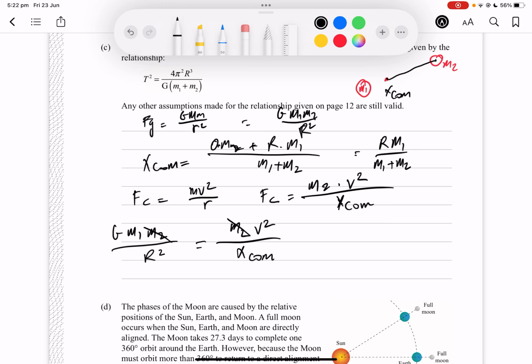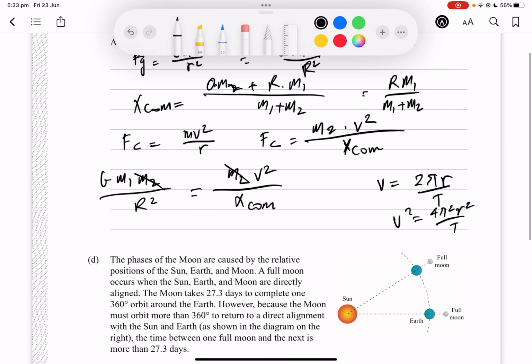Now we want to substitute v squared. So v is going to be equal to 2 pi r over T. That's the total circumference of the orbit, the total distance is 2 pi r, and T is the period, or the amount of time it takes for a full orbit. Therefore, this is just basically distance over time, so v equals d over t. So 2 pi r over T is equal to the velocity, so v squared equals 4 pi squared r squared over T squared. So we can put that into the equation.